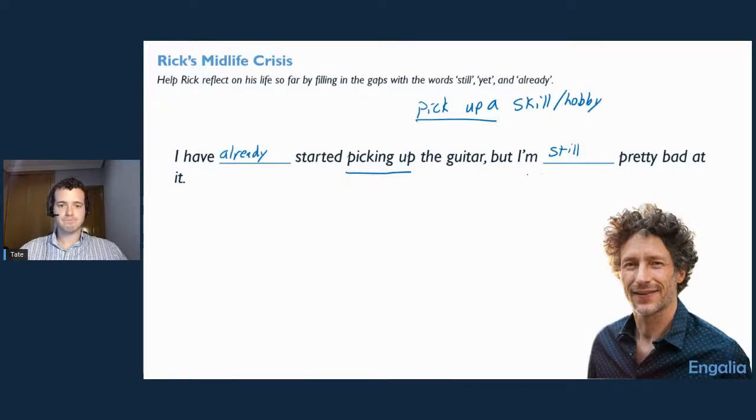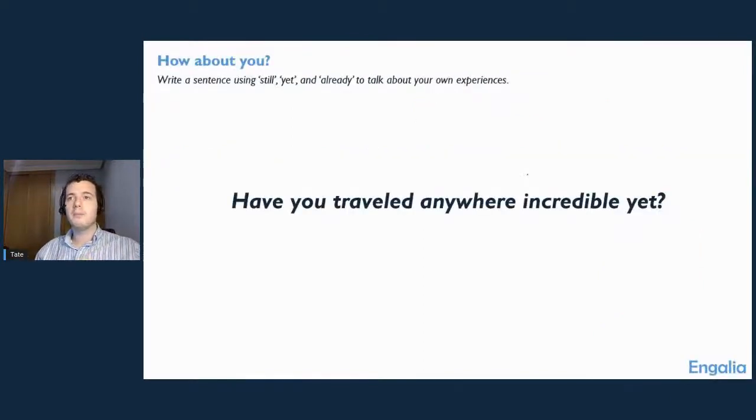All right. Okay, so that's Rick. That's Rick's midlife crisis. That's Rick's bucket list. These are things that he has and has not done in his life. Now I want to know about you, and this will be the last thing that we do today. I want to know about you.